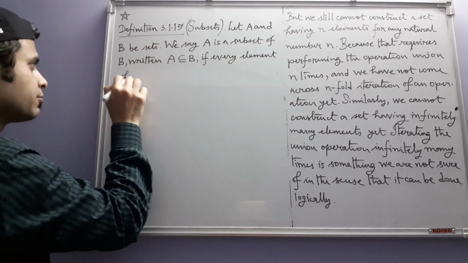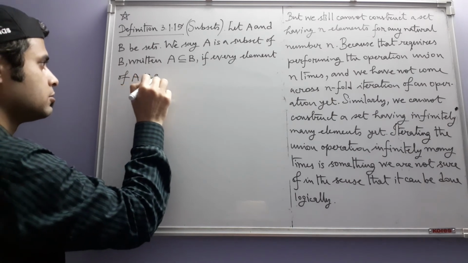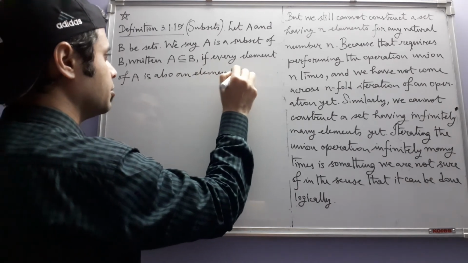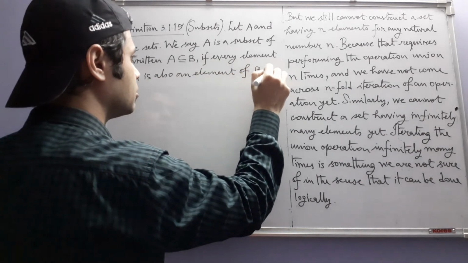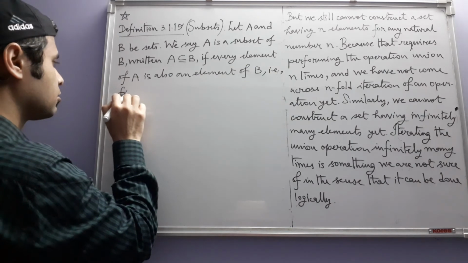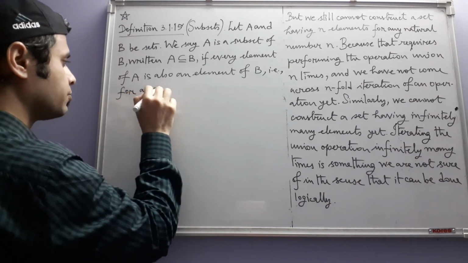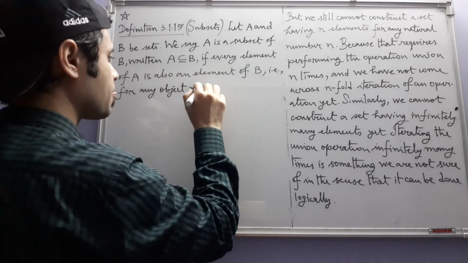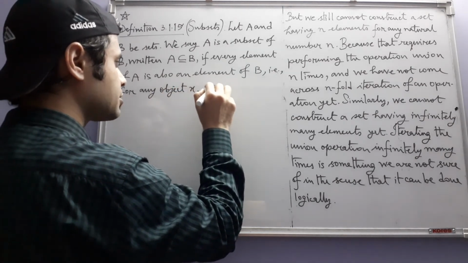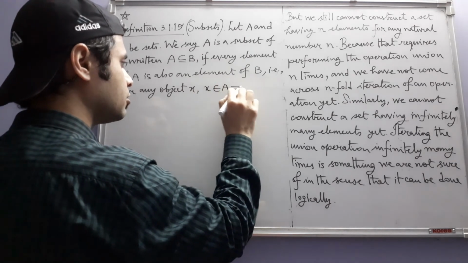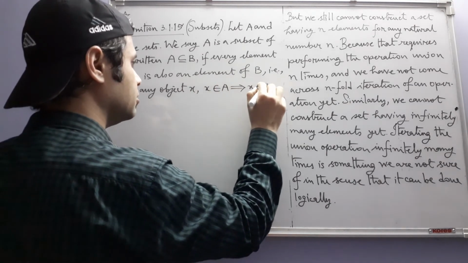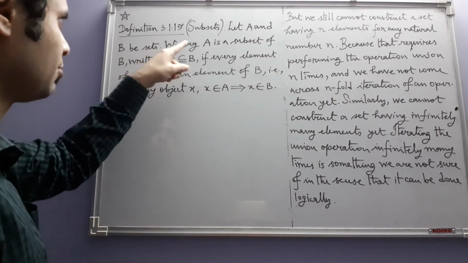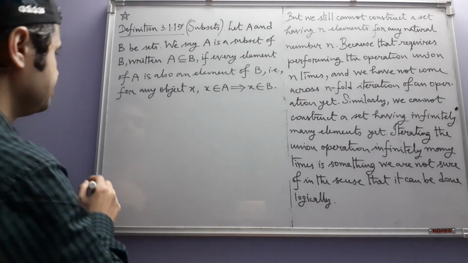If every element of A is also an element of B, that is, for any object x, x belongs to A implies x belongs to B. That's the definition of one set being a subset of another set.